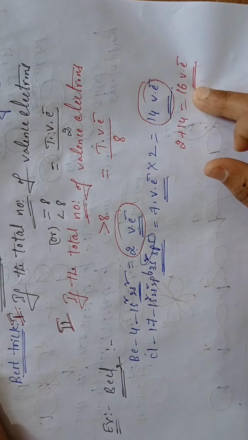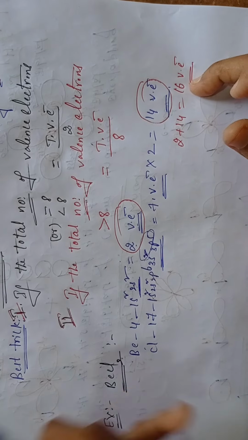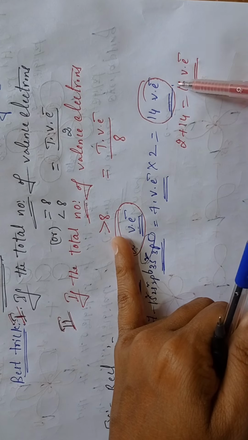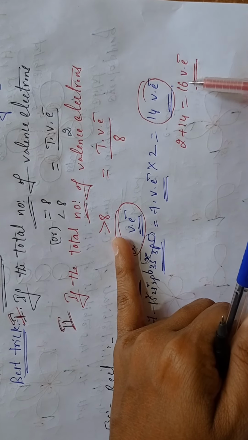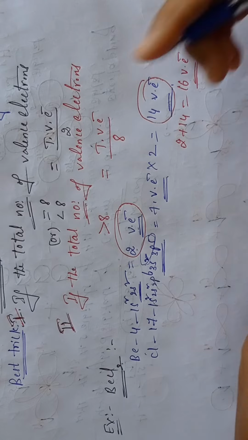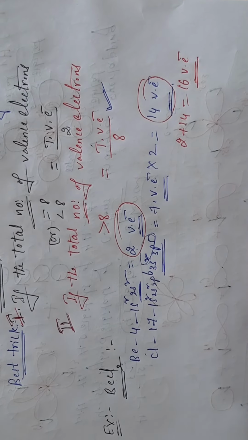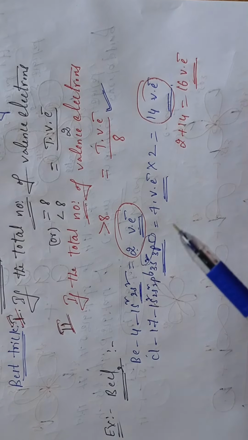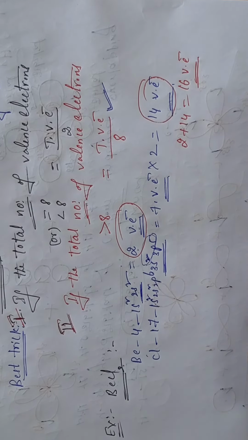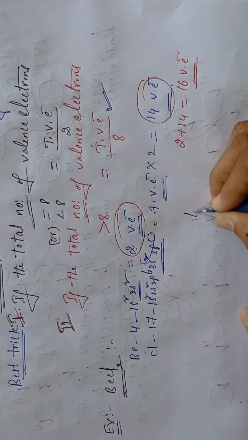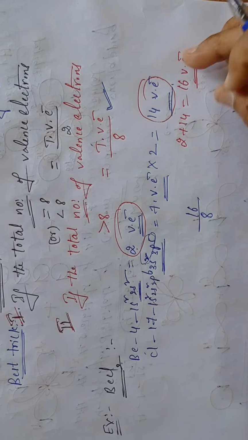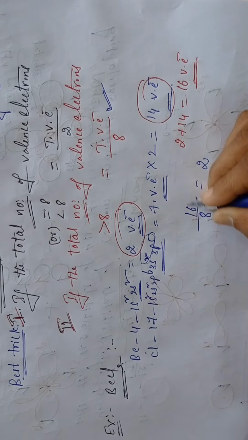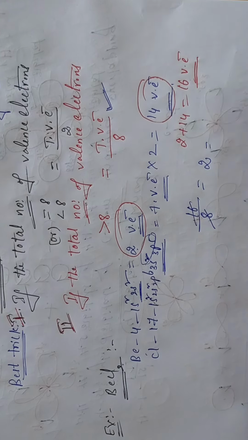Is it greater than 8, less than 8, or equal to 8? Second trick, see. If the total number of valence electrons is greater than 8, yes, 16 is greater than 8. Correct. So that's why you have to follow the second trick. This total number of valence electrons, 16, we should divide by which number, students? 8. So 16 by 8, how much? 8 twos are 16. 2 means which hybridization?